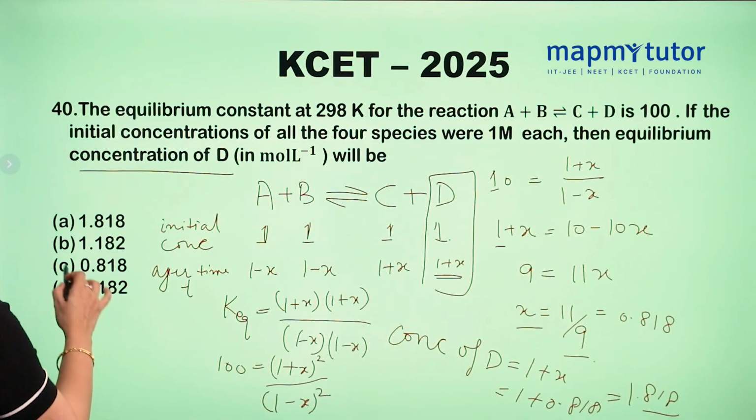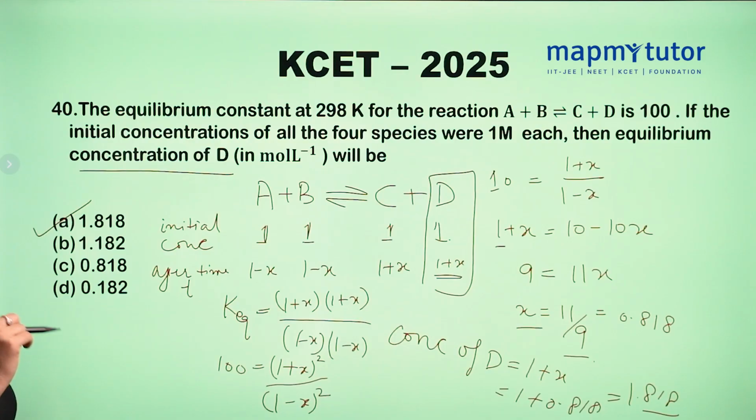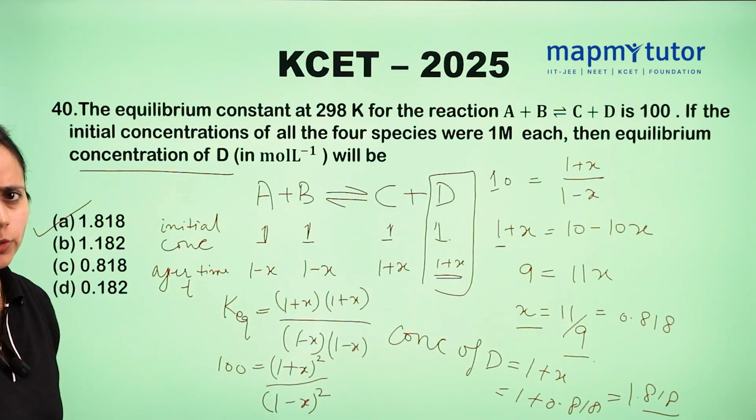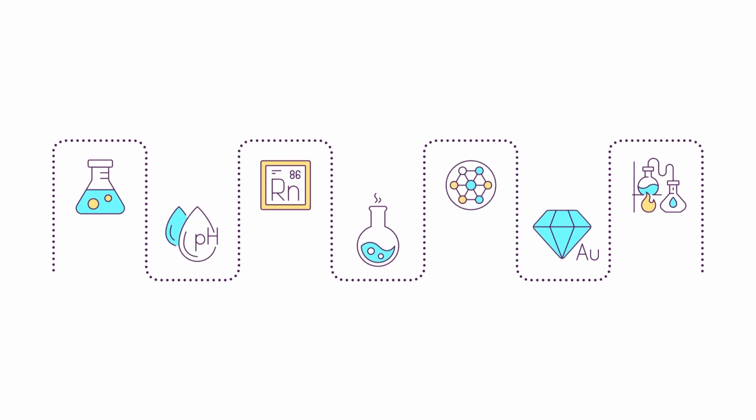Is it there? Yes, this, option A, 1.818. So this is the right answer. Okay? I hope you are understanding these things. This is very normal calculation. You can do it very easily.